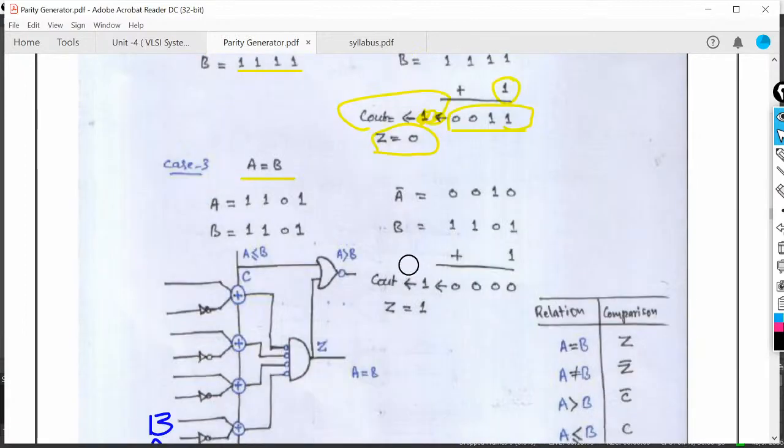And for the last case, I am taking 2 different numbers where all bits are equal. For this comparison, again I am taking the complement of A and adding 1.